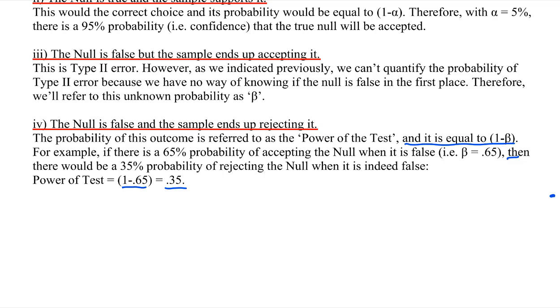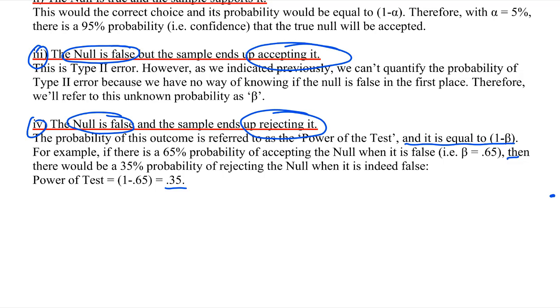And I just want to reinforce the big picture behind outcome 3 and outcome 4. You could see that they're both reaching the conclusion that the null is false. And again, ladies and gentlemen, we don't know the population value, so we have no way of knowing if the null statement is true or false. So if you say that there's a 65% probability of accepting it, which would be an error, then there would be a 35% probability of rejecting it. And the power of the test is referring to this outcome where the null is indeed false and we end up rejecting it.